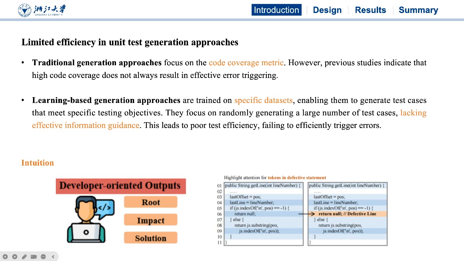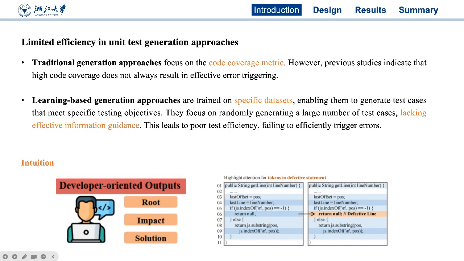Meanwhile, learning-based test generation methods have made significant progress. These approaches are trained on specific test generation datasets and are capable of producing test cases aligned with particular testing goals. However, they often rely on randomly generating a large number of test cases to reach these goals without leveraging meaningful guidance. As a result, they still suffer from low efficiency and struggle to effectively trigger faults.